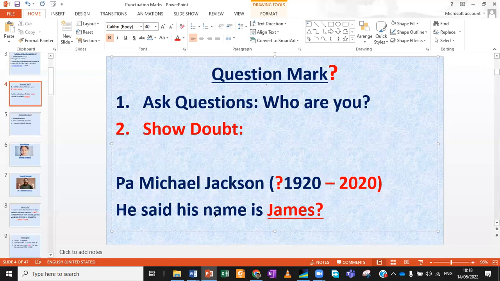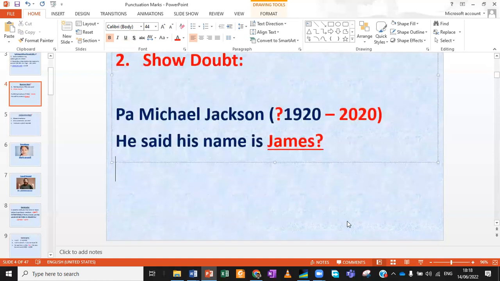Then look at this one. He said his name is James, then question mark. Can you try and explain that to me? There's a question mark there. What it means here is that he is not sure what his name is, because maybe that is what he was told. You are not sure that was his real name.